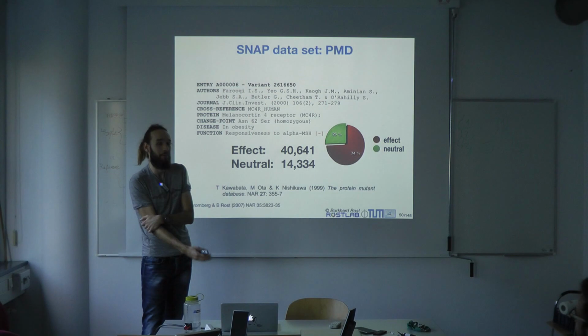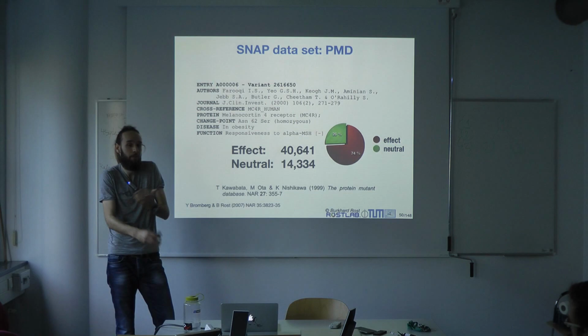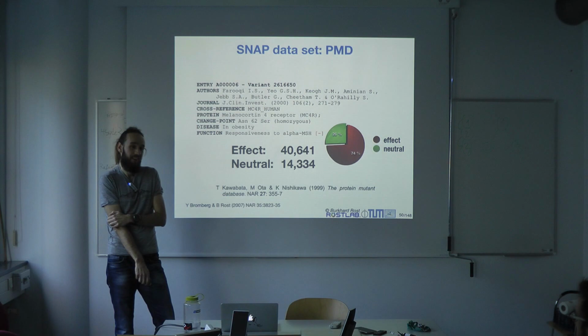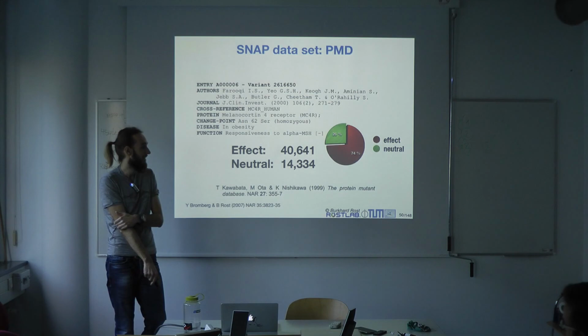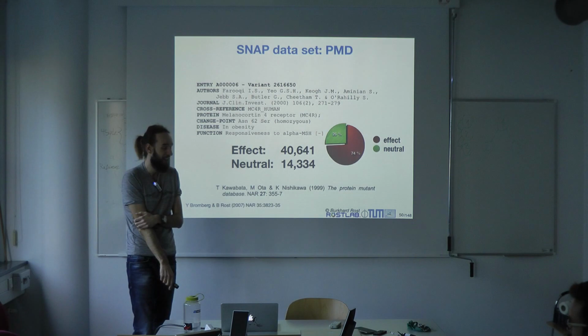This is a more general question. Why do we have more effect variants found and published than neutral variants? Because neutral variants are not very interesting. Exactly, because they're boring, because we care about what has an effect, because it's much easier to predict that this variant has an effect than to say, oh, this variant doesn't have an effect. Cool, right? People don't really care about this. It's much harder to predict negative data.